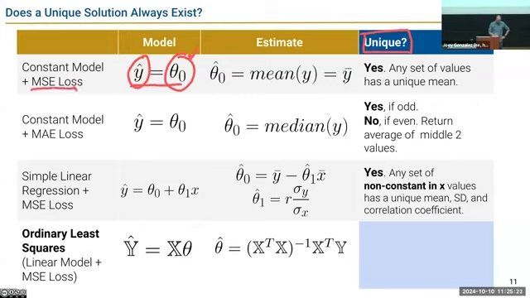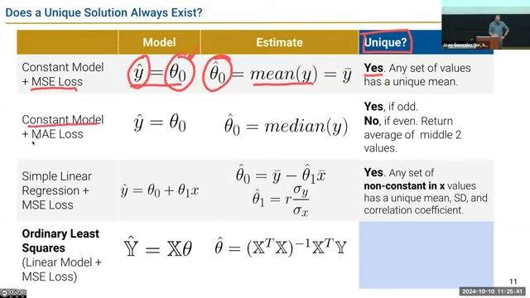If I choose the mean squared error loss, the mean is that number. So just take the mean of your y's and say that's theta 0. Call it a day. This is always going to work, and it's always unique. That's nice. How about the median?